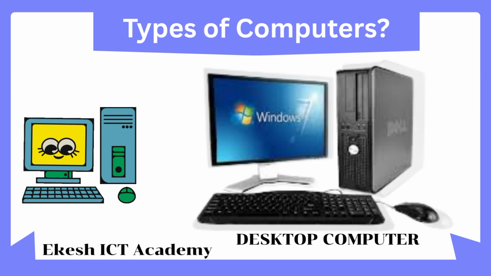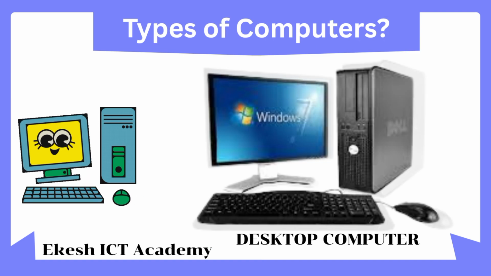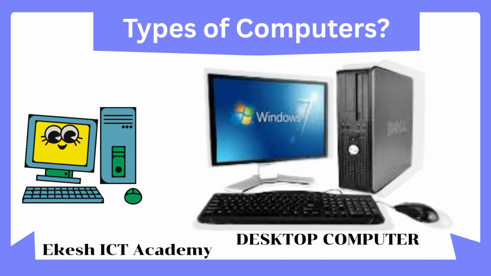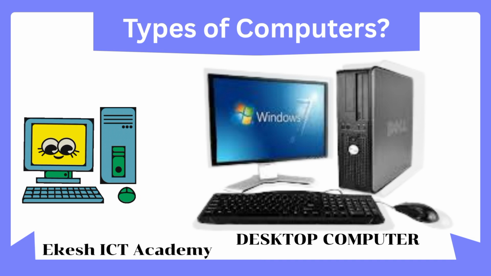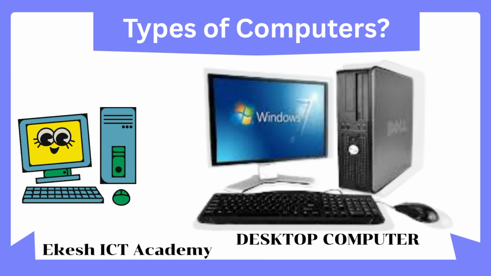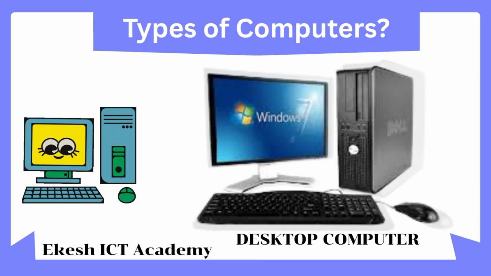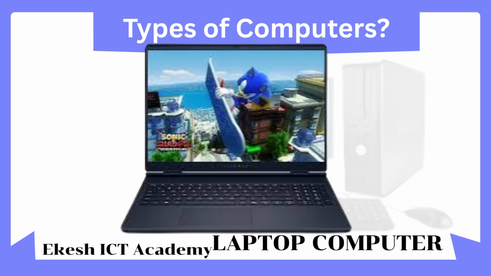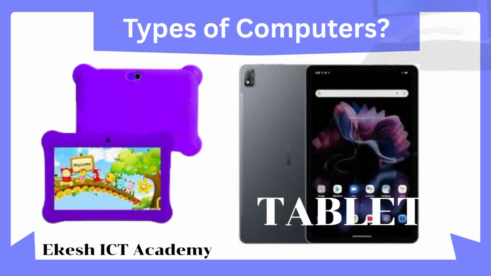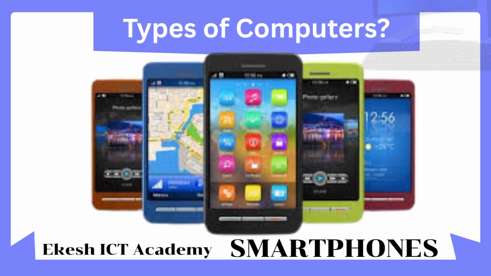Types of computers. Computers come in different forms, and you may already be using some without even realizing it. The desktop computer is the traditional computer that stays on a table and is common in offices and schools. The laptop is a smaller, portable version you can carry anywhere. The tablet is a touchscreen computer that is bigger than a phone but smaller than a laptop. And finally, the smartphone, which most of us carry every day, is actually a powerful computer in your pocket.